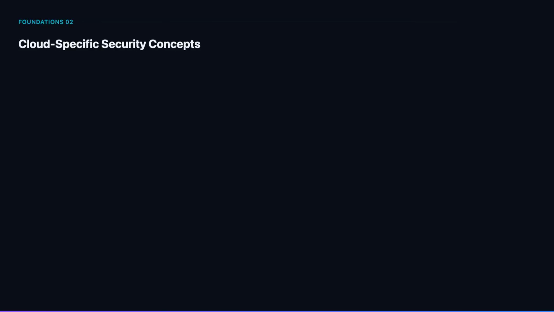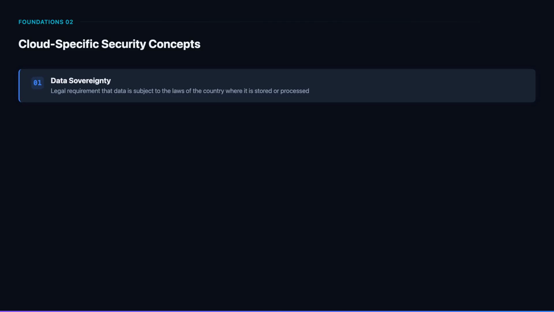Let's define the cloud-specific concepts that ISO 27001 implementations must address. Data sovereignty means your data is subject to the laws of the country where it is physically stored. For organizations subject to GDPR, this means understanding exactly which regions your cloud provider stores data in. ISO 27001 requires you to identify and comply with applicable legal and regulatory requirements, including data sovereignty.